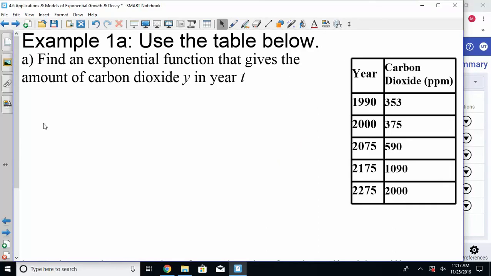So let's look at our first example. Exponential functions are actually used a lot to model population growth. So that's one situation. This one is looking at carbon dioxide levels. So we are given some information and we want to find a function that gives the amount of carbon dioxide in a given year t. So we are talking about this formula, our exponential growth.